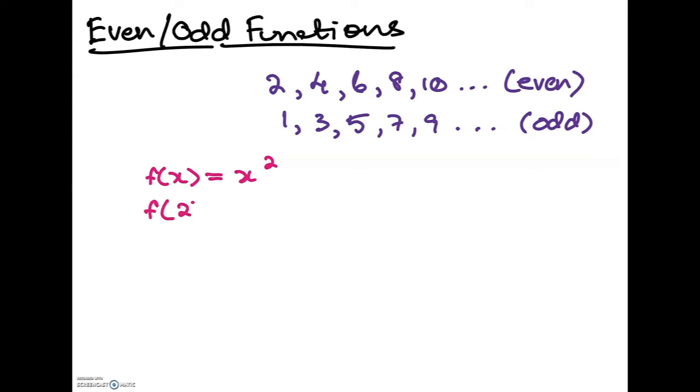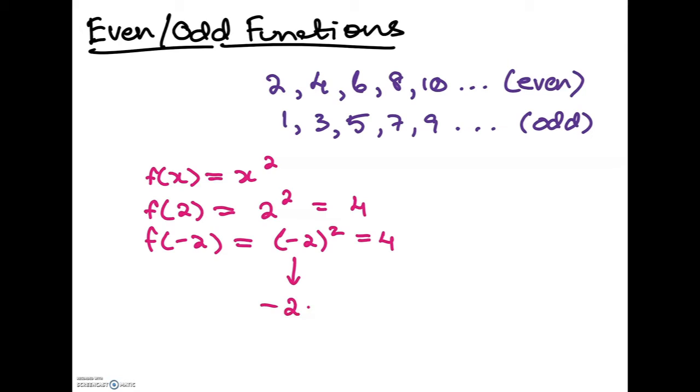So let's do positive 2. When we plug in positive 2, you get 2 squared, which is equal to 4, positive 4. Now let's plug in f of negative 2. If we plug in negative 2, it's going to be negative 2 the whole squared, which is also equal to positive 4. Why? Because negative 2 times negative 2 is equal to positive 4. The negatives cancel out. So as you can tell, your final answer for both of these are the exact same. 4 is equal to 4. So that means that this function is even.